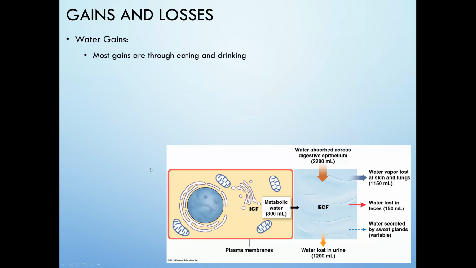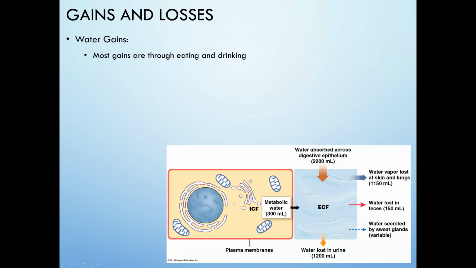So again, most water gains are through eating and drinking. In this picture, we are looking at the ICF inside the plasma membrane of a cell, and we have the ECF over here. When we talk about water gains and losses, they are usually going to happen at the ECF, and changes in the ECF can then affect the ICF, as we'll see in a bit. Most of the gains are going to be water absorbed in the digestive tract, which averages about 2,200 milliliters a day. You can also gain some water called metabolic water.